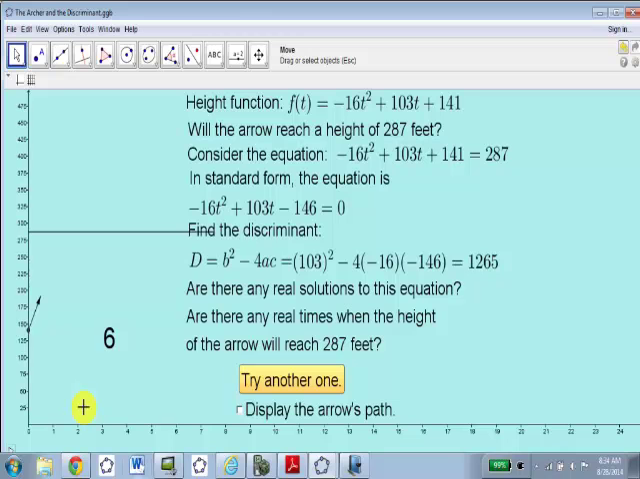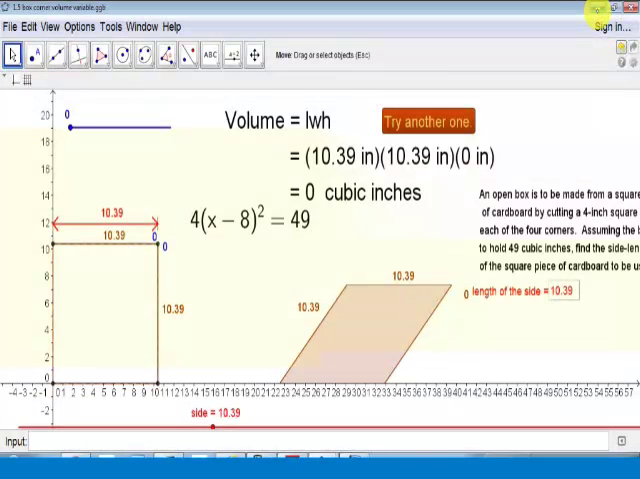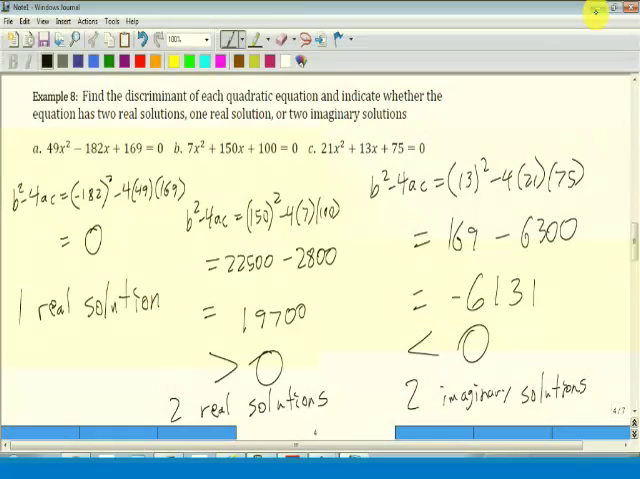Probably going to be some friction that's going to slow it down more than this model would tend to imply. But it's math class, not physics or engineering class. So we can neglect things like friction and that sort of thing, and idealize this. And yeah, it actually does reach a height of 287 feet twice. Once on the way up, again on the way down. And we'll look at that one in a little bit.